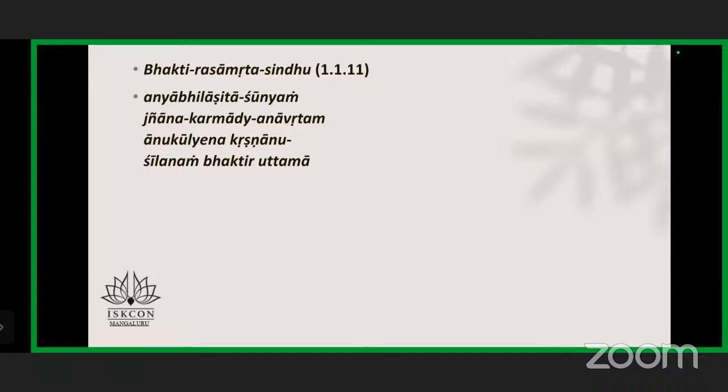First is Anyabhilashita Shunyam. The devotee does not have any other desire than serving the Lord. So Anya Abhilashita Shunyam, there is no Anya Abhilasha in his heart other than serving the Lord. That means whatever he sees, he tries to make it, how can I serve the Lord, not for his senses.